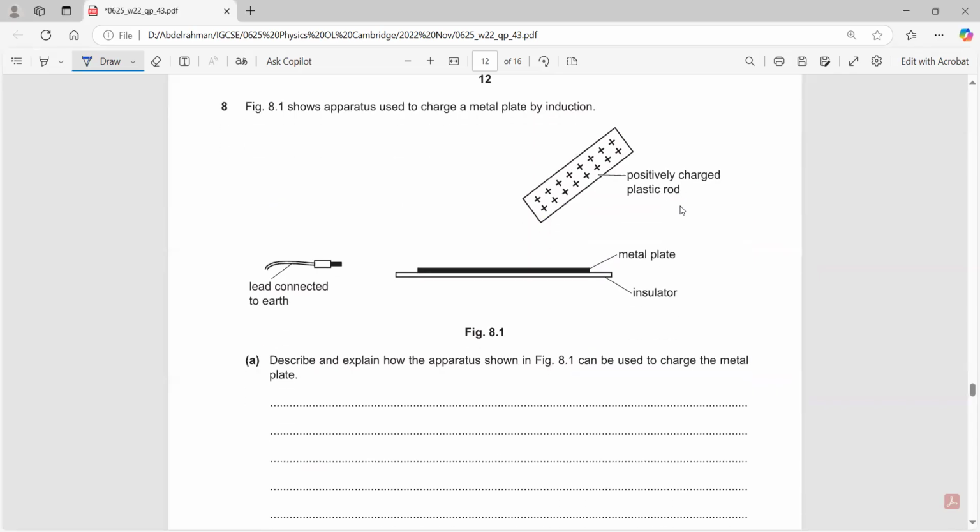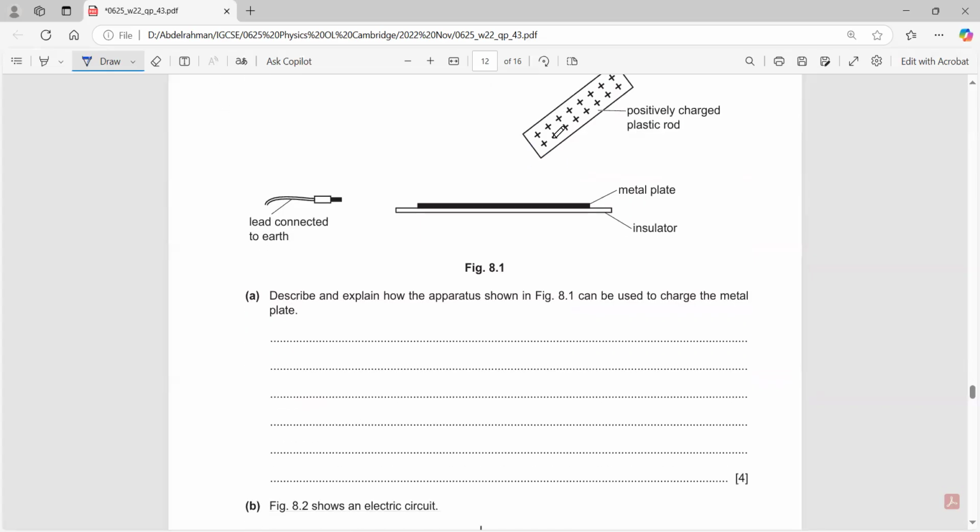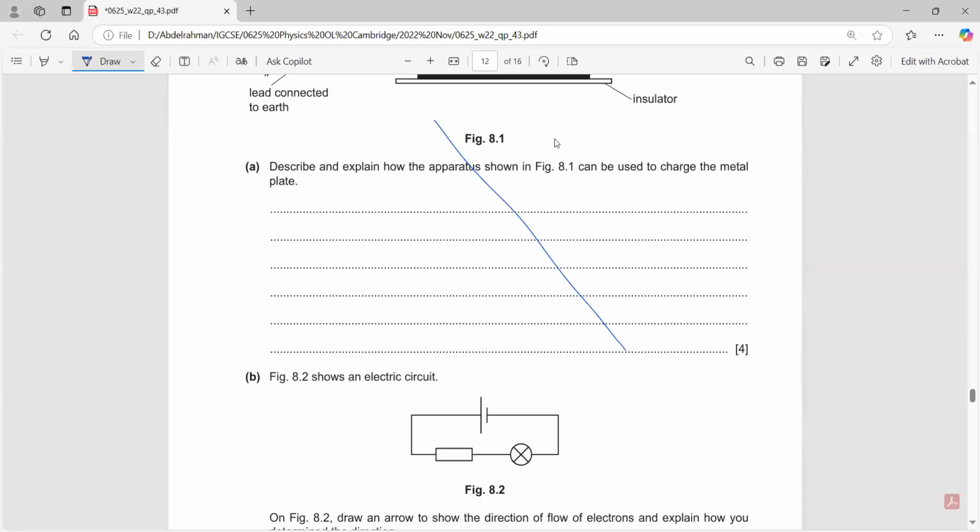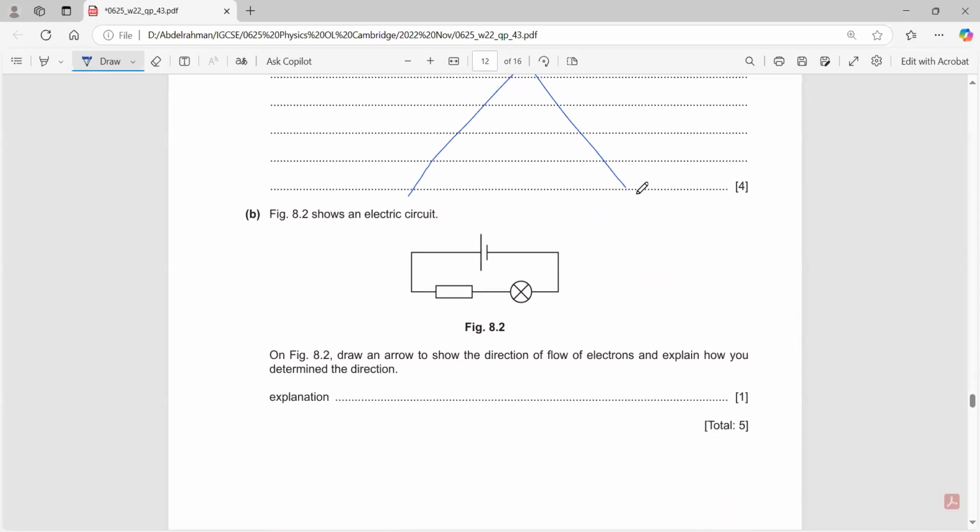Figure 8.1 shows an apparatus used to charge a metal by induction. Okay, induction is cancelled. You're not required to solve part A. Charging by induction has been removed from the syllabus.